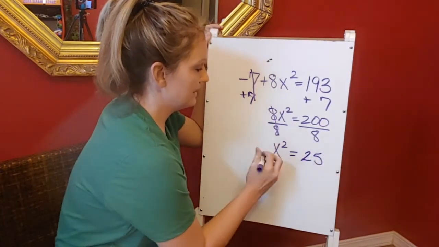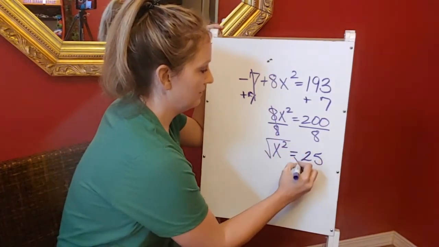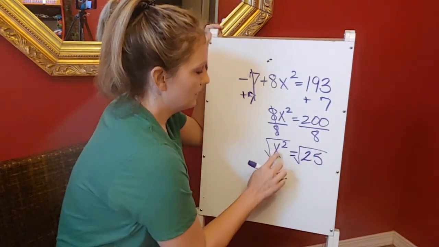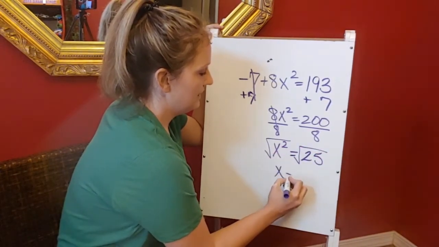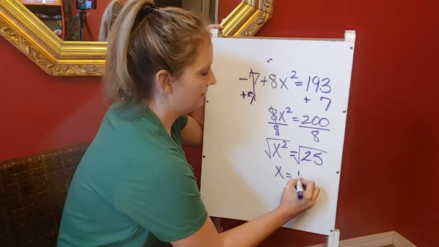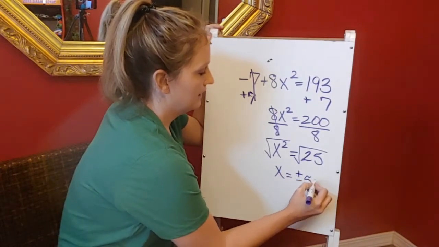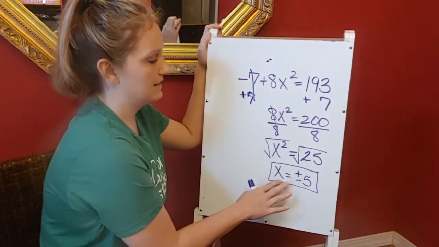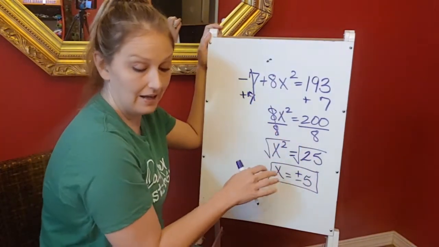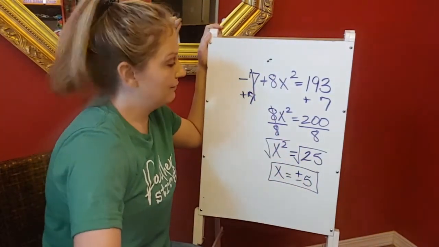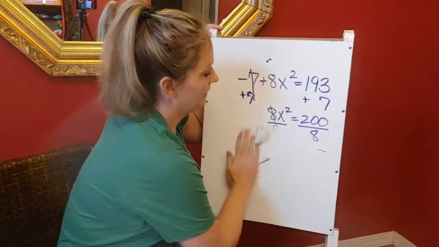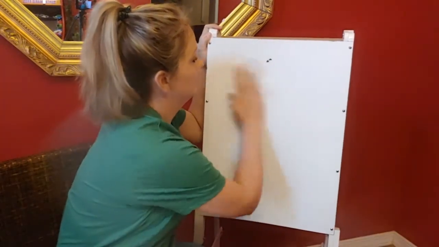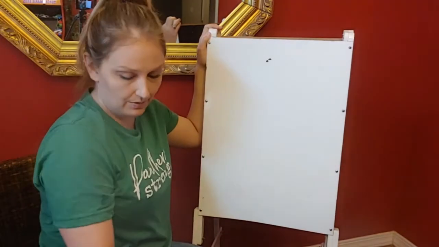So I'm still doing the same thing, taking the square root of both sides. The square root of x squared is just x, and the square root of 25 is plus and minus 5. So this equation crosses the x-axis at both positive 5 and negative 5. And then I have one more example.